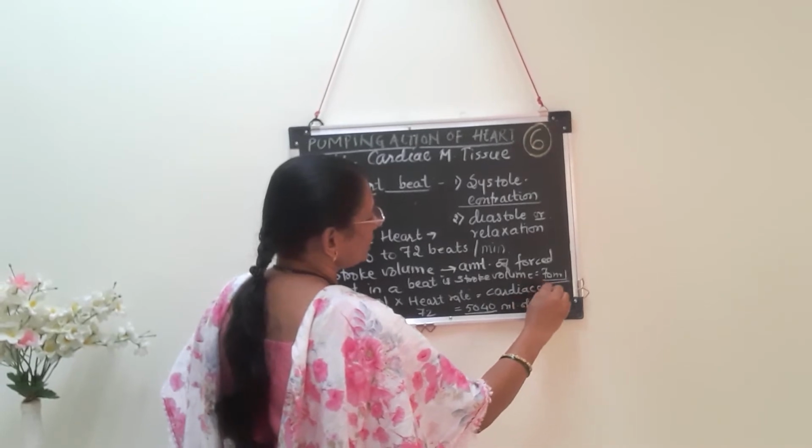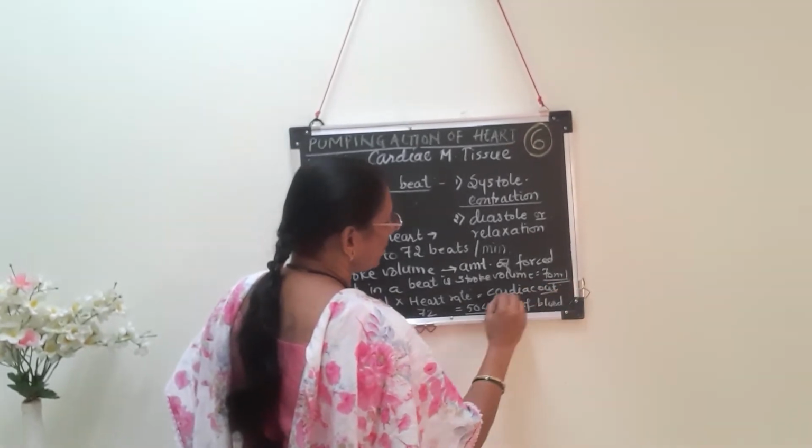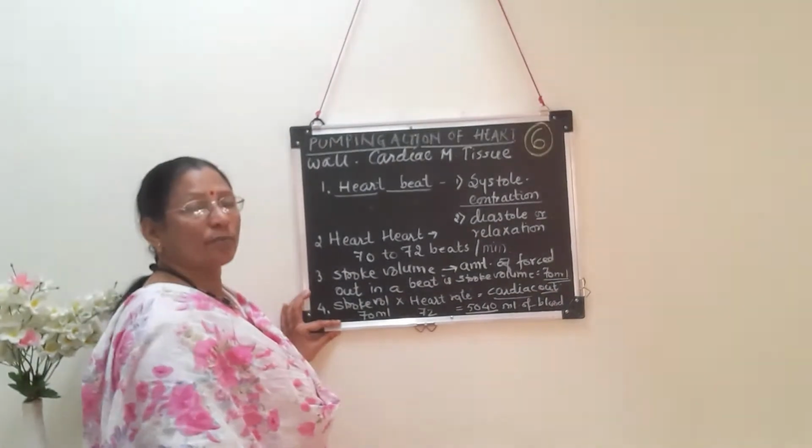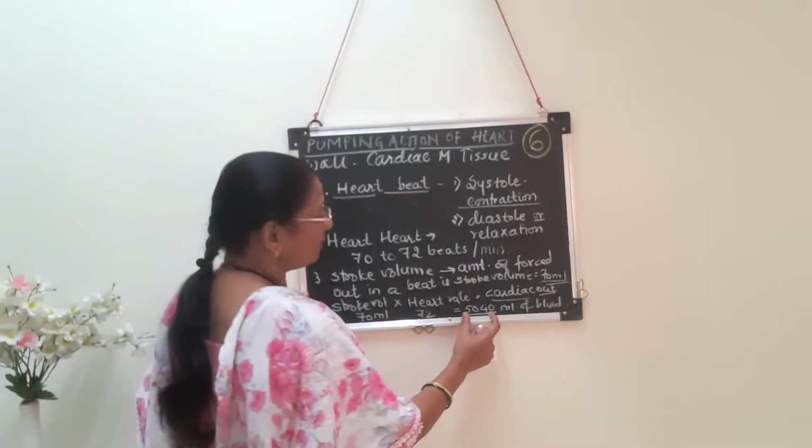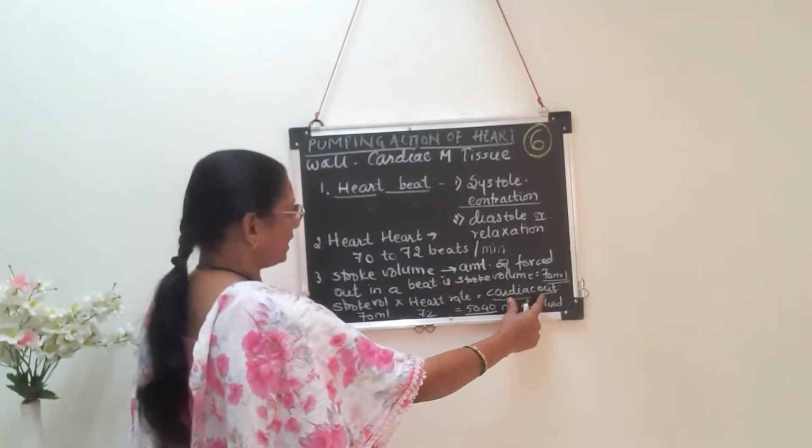So what is cardiac output? Cardiac output is the amount of blood which is forced out of the heart per minute, which is approximately 5 liters of blood. It is called cardiac output.